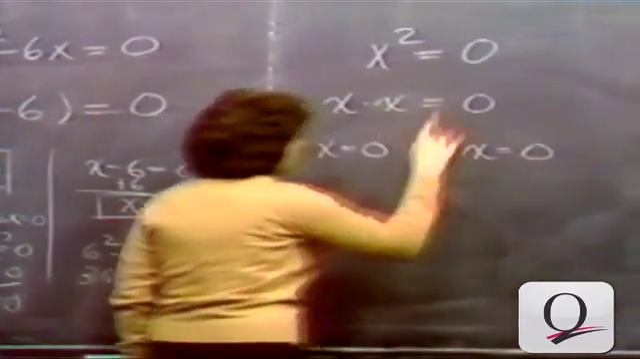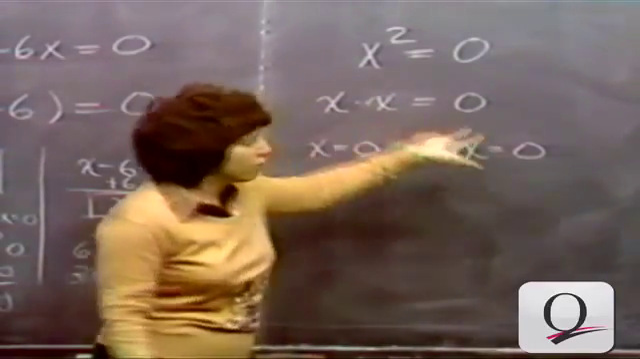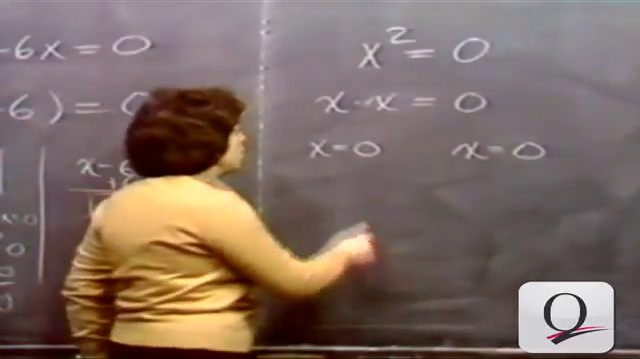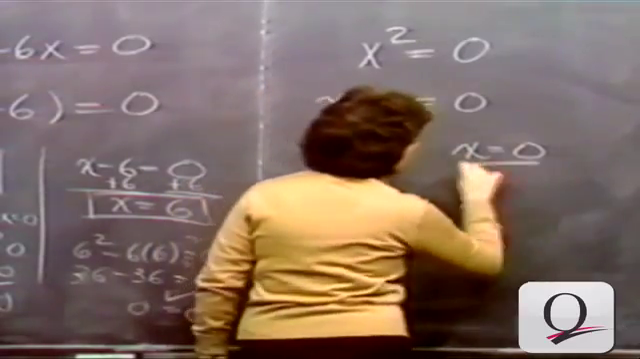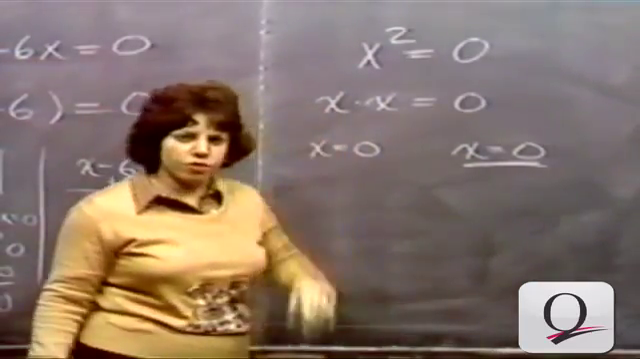Okay, if you want to think of it in the form that we had before, it's like ab equals 0, a equals 0 or b equals 0, but of course these are the same. So there's only one solution, x equals 0. It's a quadratic equation with one real solution.